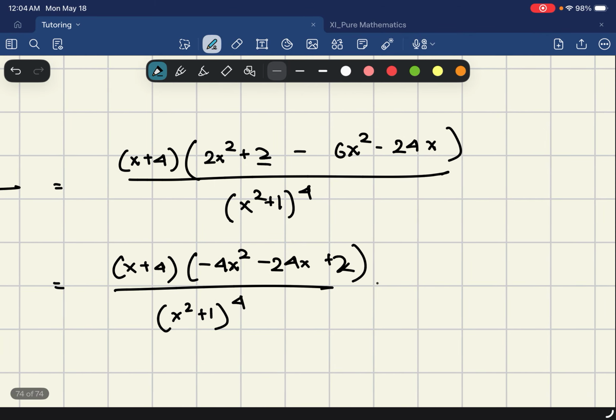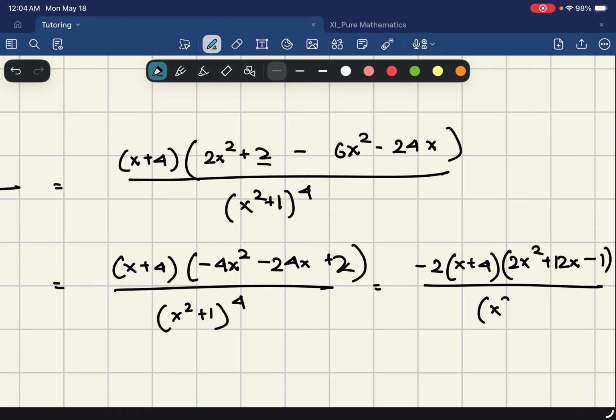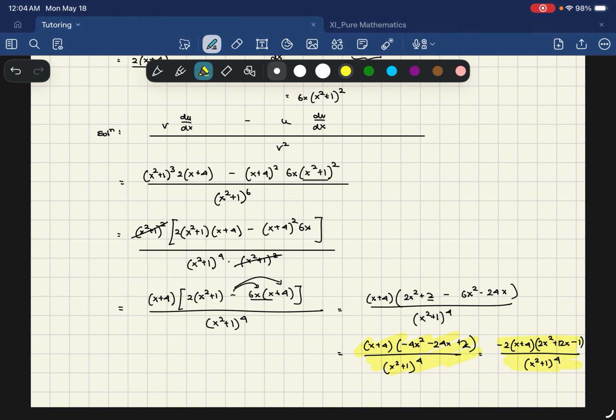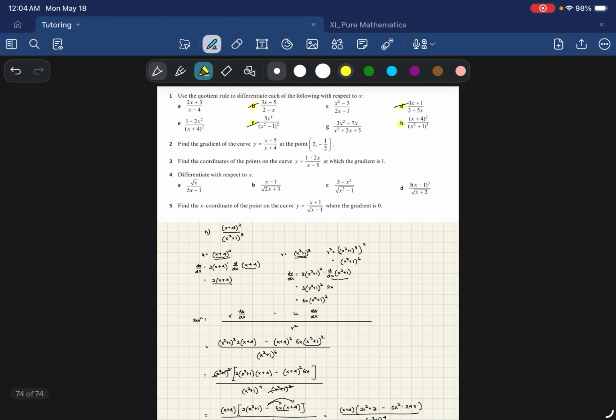I can factor out a negative 2, (x plus 4). And if I factor out a negative 2, I get 2x squared plus 12x minus 1, divided by (x squared plus 1) to the power 4. So this is the expression that the textbook gives, minus 2(x plus 4)(2x squared plus 12x minus 1) divided by this, but this expression is also correct. It's the same expression. All right, so we are done with H.